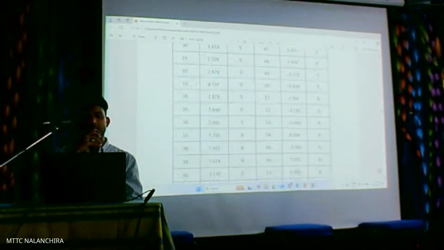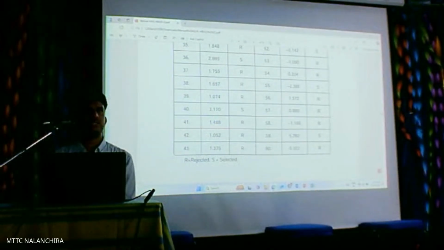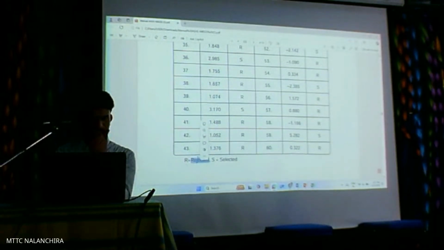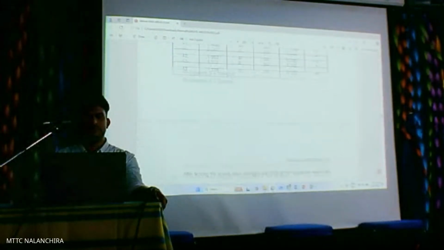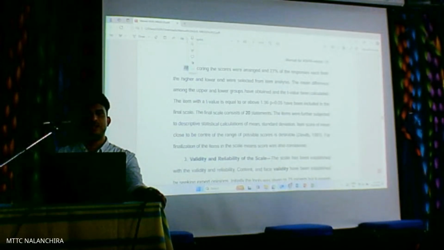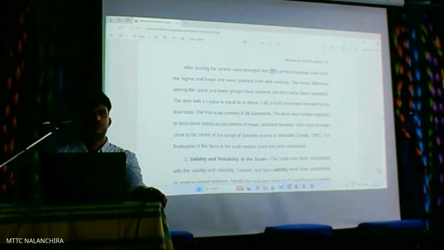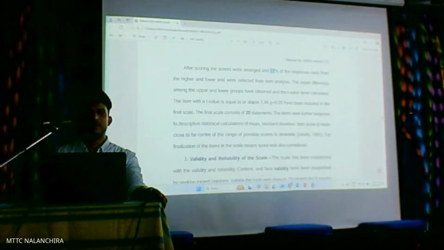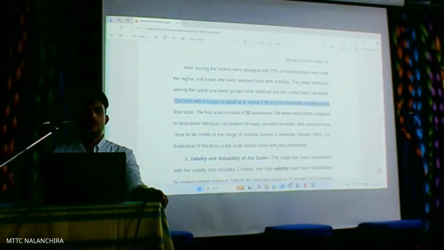This way, based on the t-value, we can write whether it is rejected or selected, retained or rejected. So that table, this way you have to write it. Now again, this is the story written here. 27% of the responses, higher and lower end, were selected for item analysis. Mean and standard deviation were obtained and the t-value calculated. A value of 1.96 or above is selected.